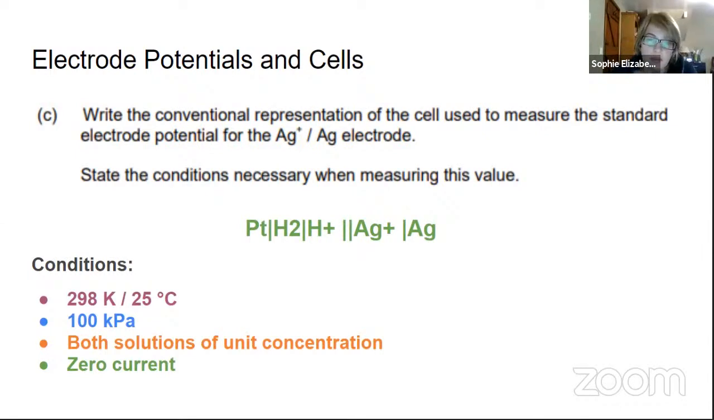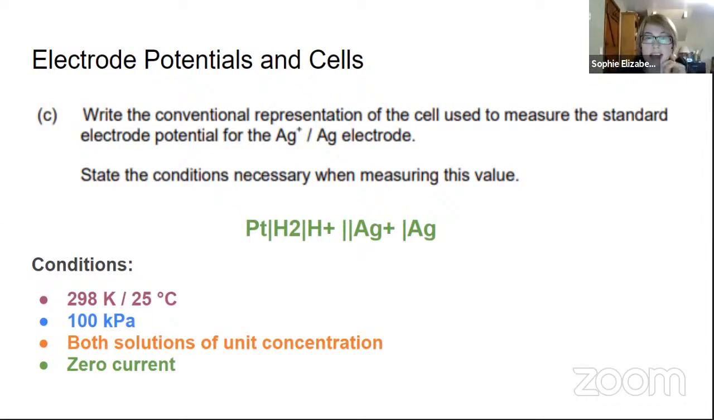Talking about this conventional representation, what does it mean and how do you work it out? The first thing you've got to know is these vertical lines represent phase boundaries. What I mean by that is they separate species of a different state. So that platinum is a solid, the H2 is a gas. Every time you change in state or change species, you put a line between. When you've got that double line, that's where the salt bridge is. And then it really is as simple as knowing that your anode, which is where oxidation takes place, is on the left-hand side, and your cathode, which is where reduction takes place, is on the right.